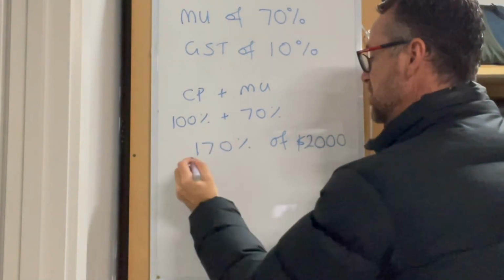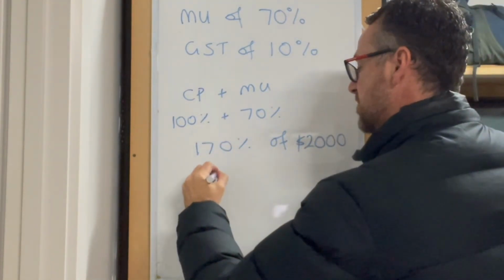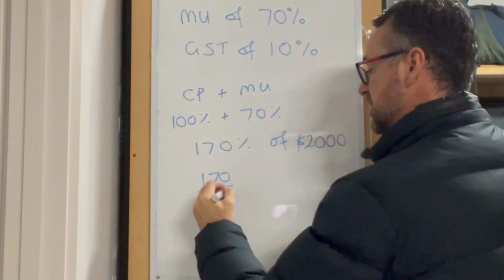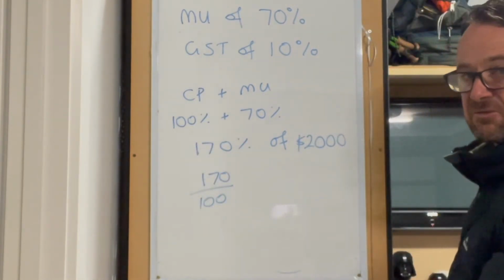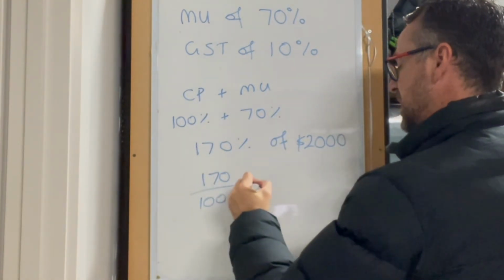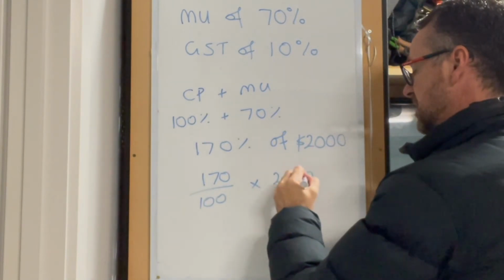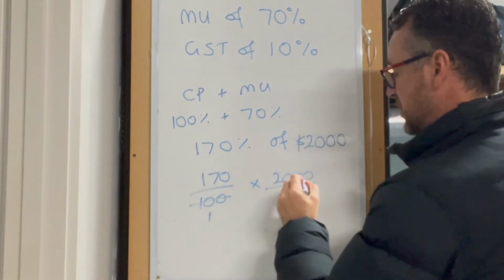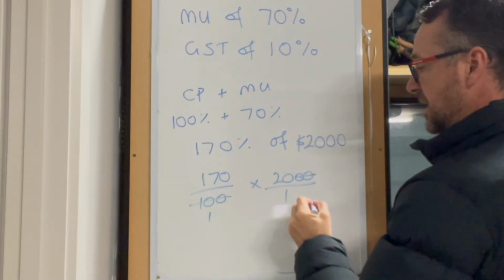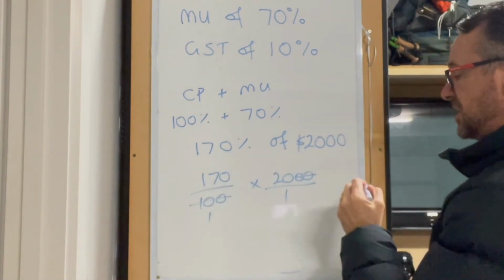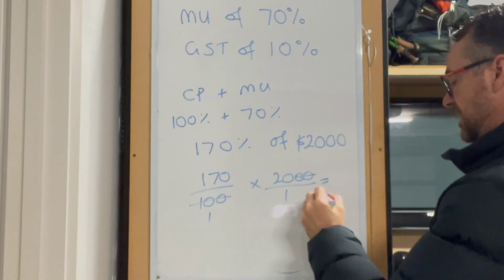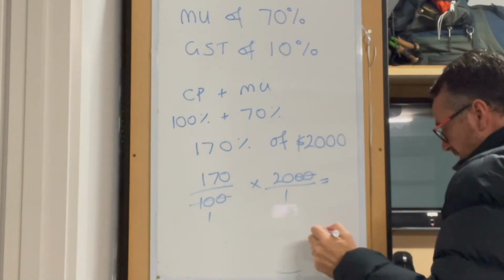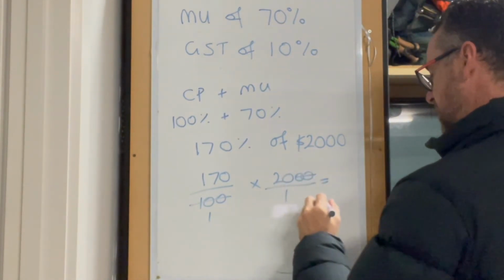So now we can use this statement here to create our equation. So 170% becomes 170 over 100, "of" becomes times, and then 2,000 over 1. And again, 100 goes into itself once, and then we cross out 2 zeros here. And then we end up with 170 times 20, okay? And that's going to give us our final price here, which is $3,400.